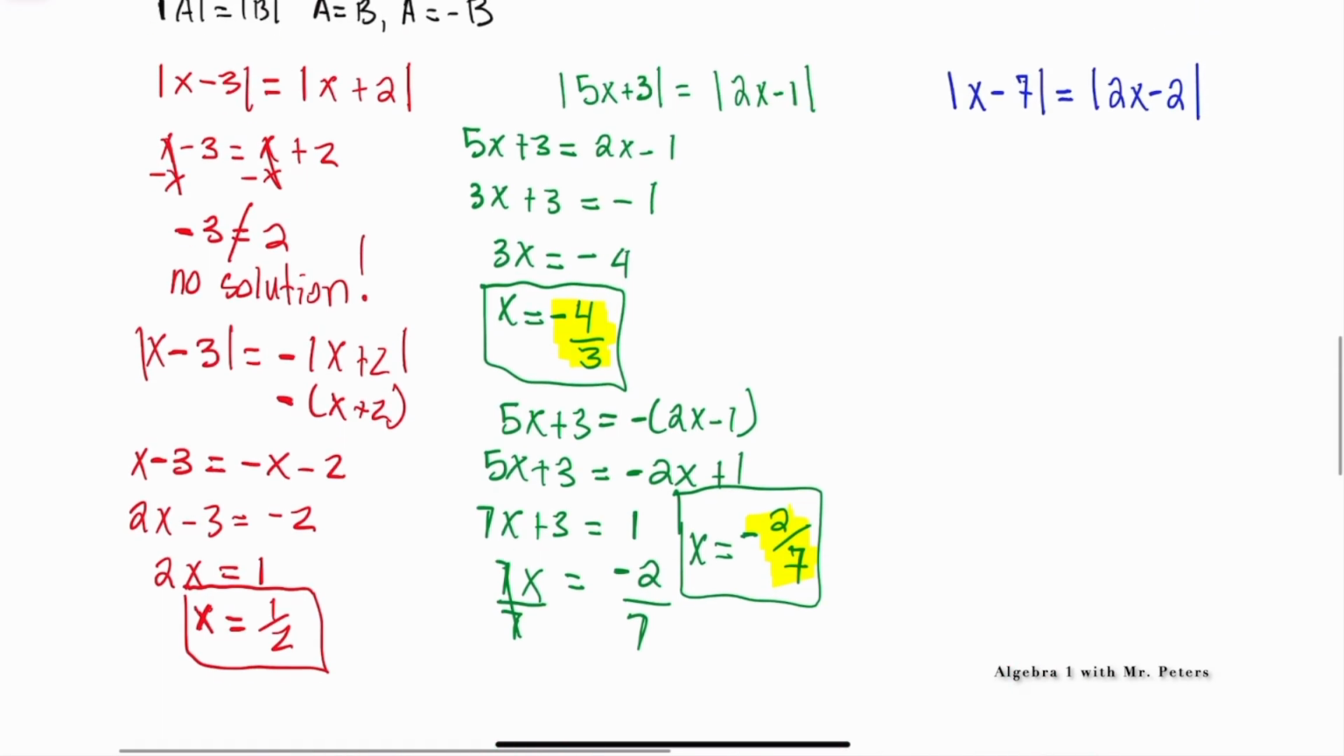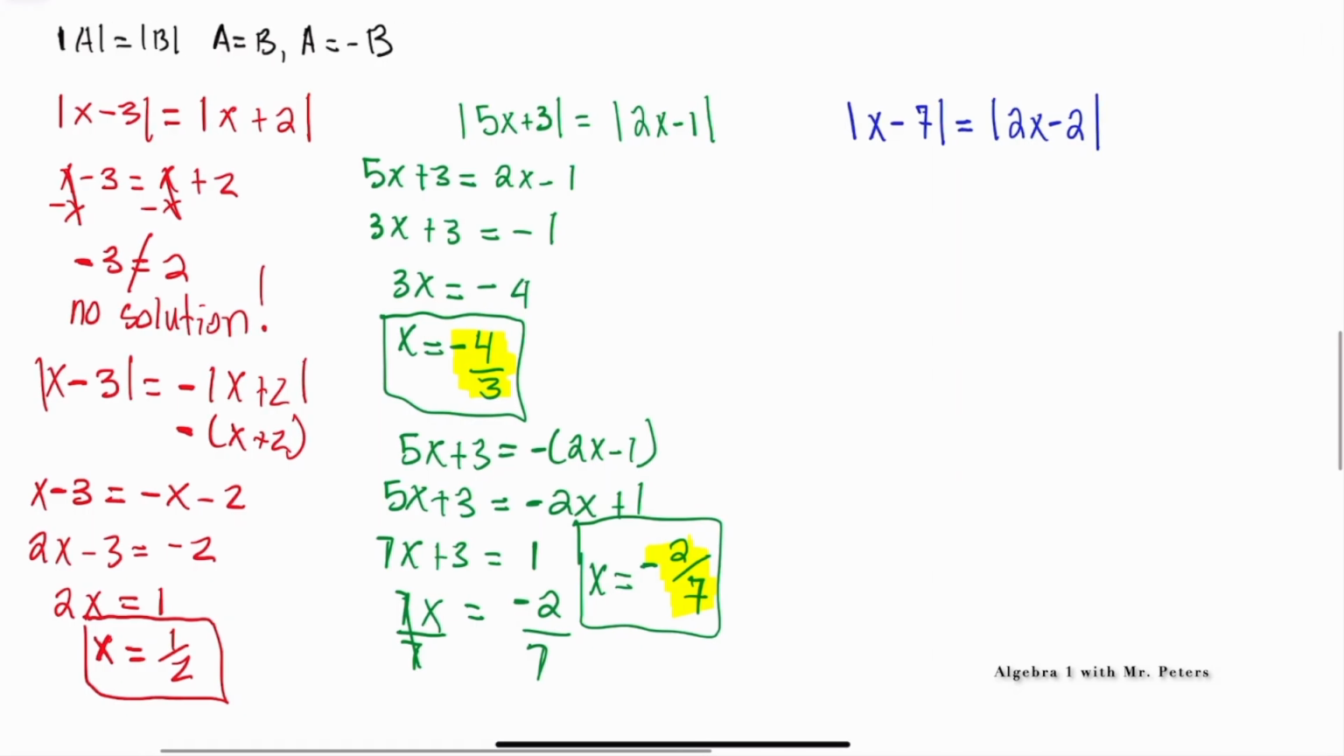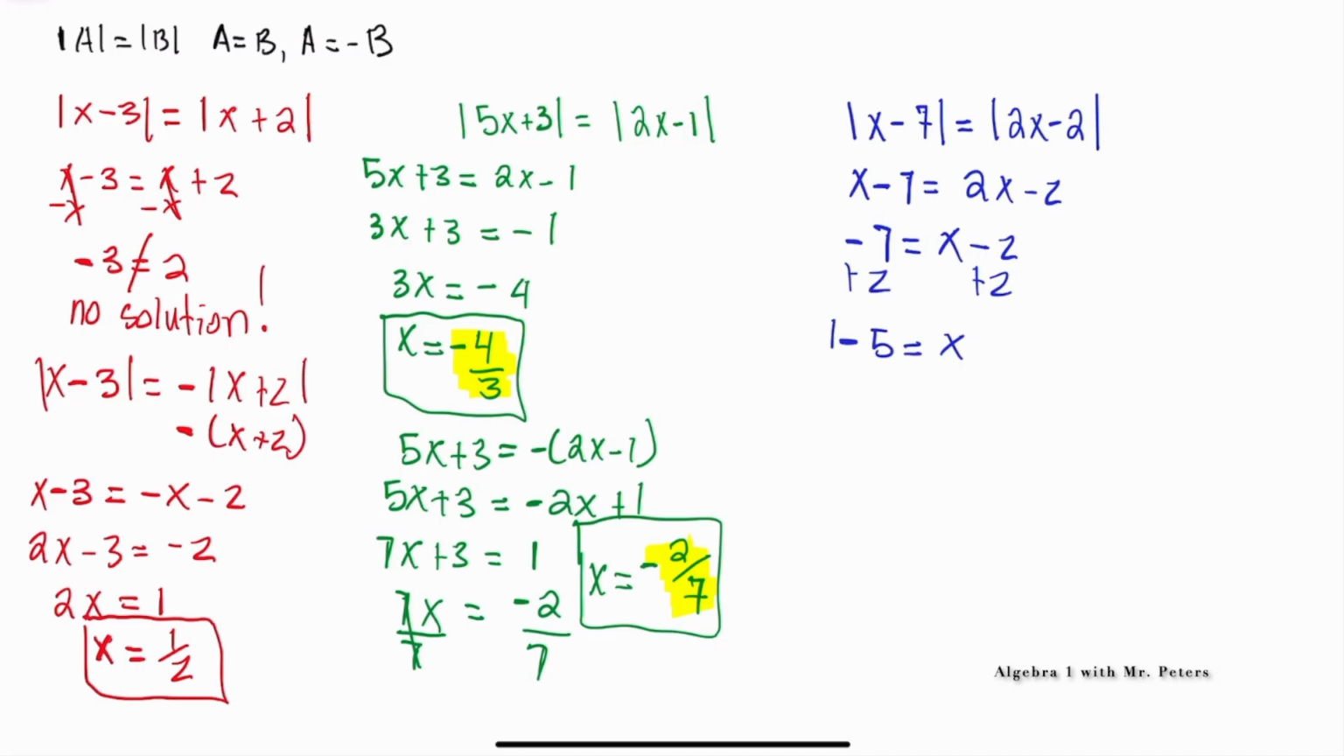Now we're going to go over to our last example of this video. So same thing, right? x minus 7 is equal to 2x minus 2. We just drop the brackets, use the original equation. So now as I subtract x, I have -7 is equal to x minus 2. I'm going to add 2 on both sides. So I get -5 is equal to x. Or if you like it the other way, x is equal to -5. That's our first answer choice.